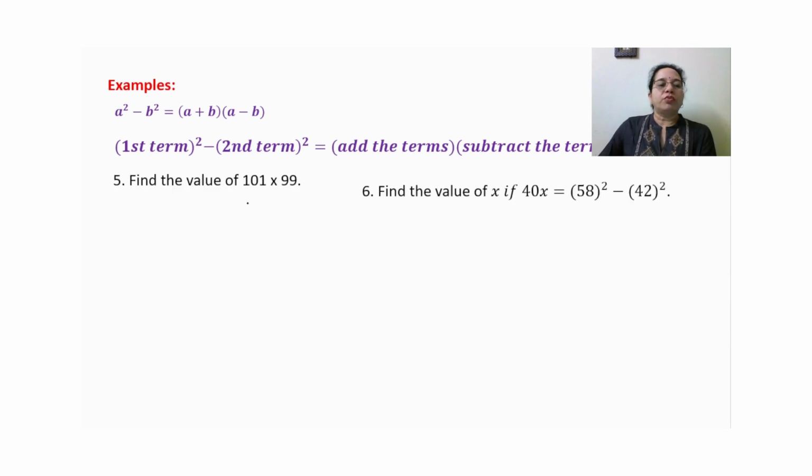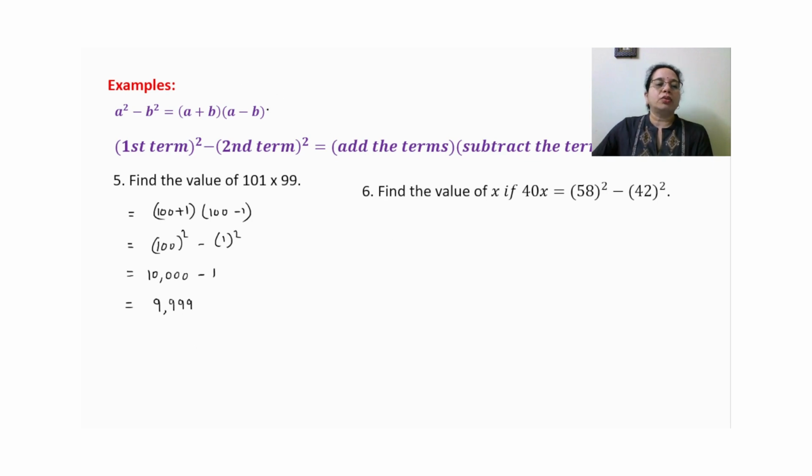Now find the value of 101 times 99. How can you write down this 101? You can write 100 plus 1, and 99 you can write down 100 minus 1. Again you can see that your first term is same, second term is same, the middle signs are different. It means we will use the third identity. So what is the third identity here? First term whole square minus second term whole square. So this will give you 10,000 minus 1, that is 9,999. Don't forget to write down the identities with each and every sum.